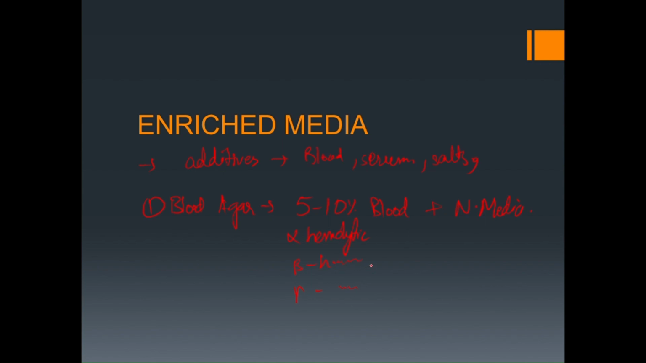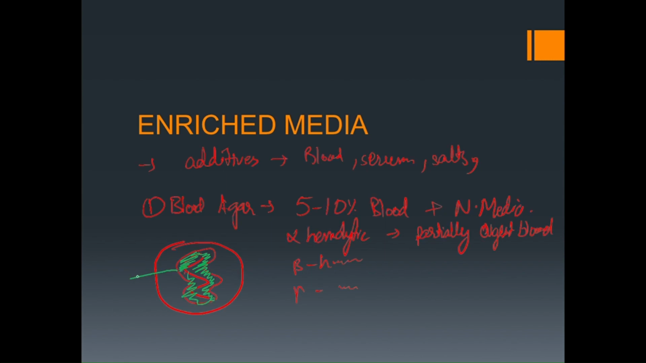Alpha hemolytic bacteria partially digest blood. Because they partially digest blood, what happens is, like, this is my petri plate and here is the organism. They will form a greenish color layer around themselves. I'm drawing it with red, but actually it can be green. Let me just change the color. See, this is this green part. This is the characteristic of alpha hemolytic.